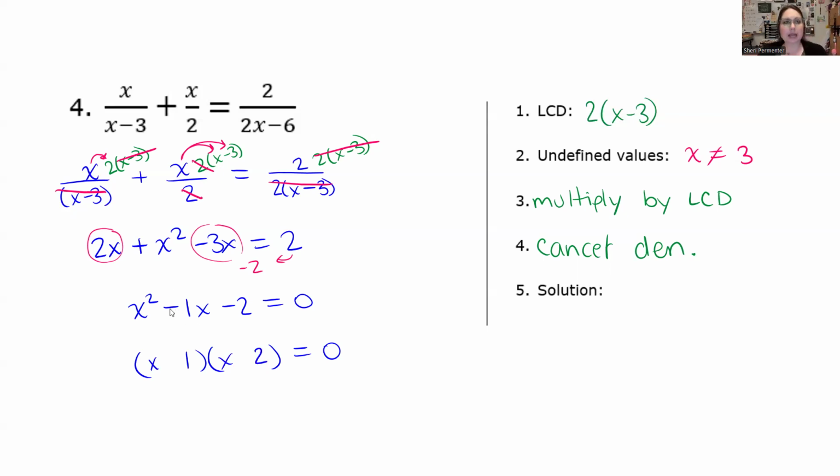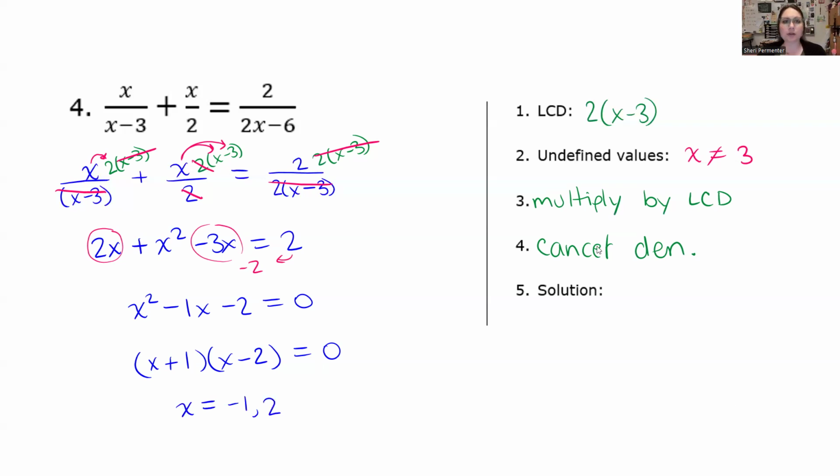My middle term is negative, so my bigger number needs to be negative. And then if I have negative 2, I would have to add 1 to make negative 1. And I have to double check a positive times a negative will multiply to make a negative. So I'm good. I'm fully factored. I can identify what my solutions could possibly be. So they could be negative 1 or positive 2.